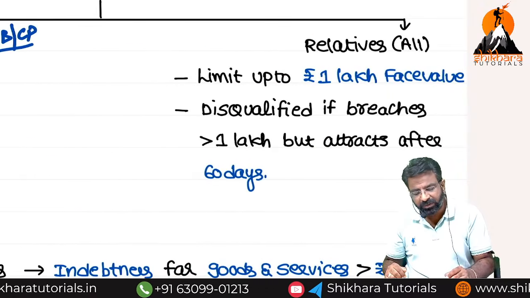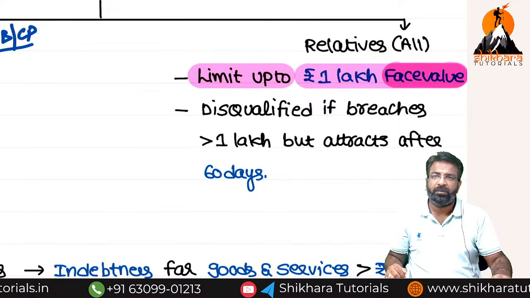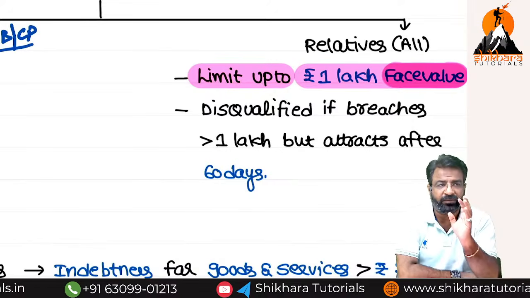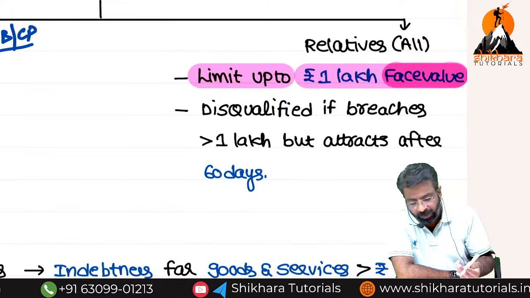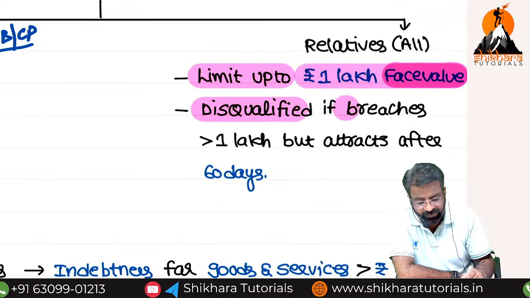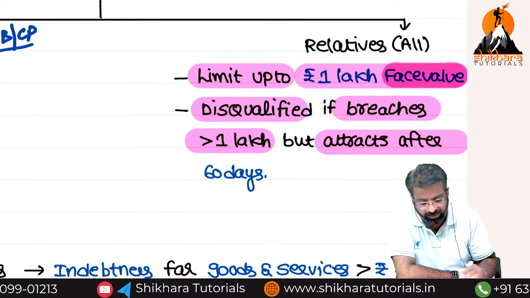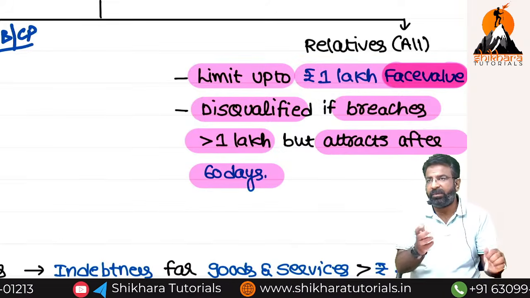But I hope some of you know about the relatives. Relatives ka limit is up to rupees 1 lakh of face value, not market value. You will be disqualified when? If they breach more than 1 lakh. But it attracts after what? What do you mean by that?